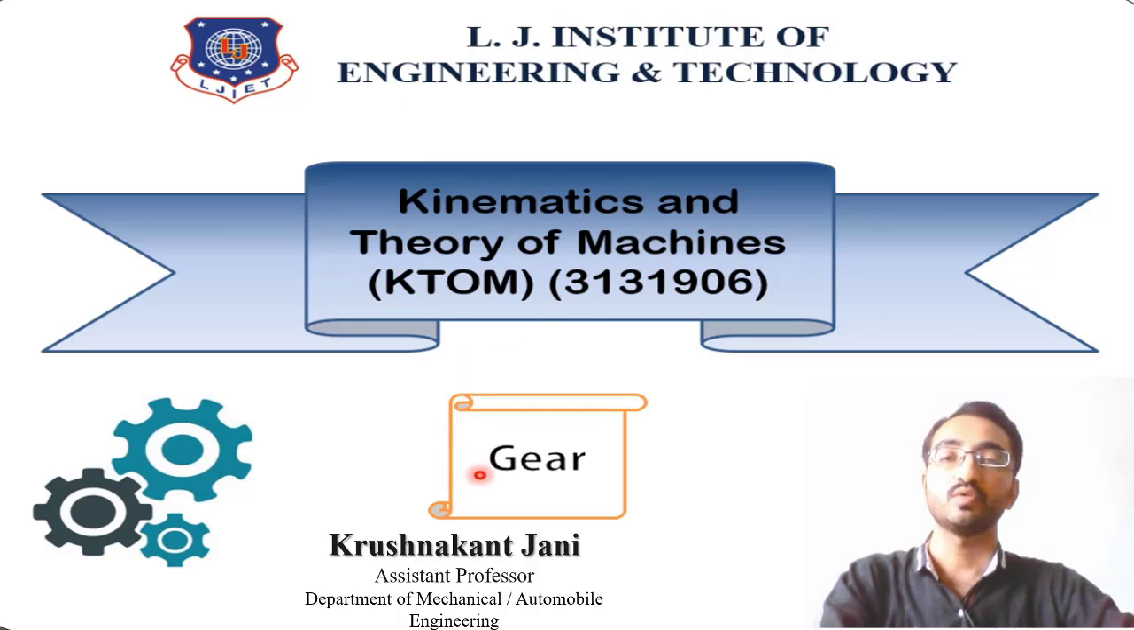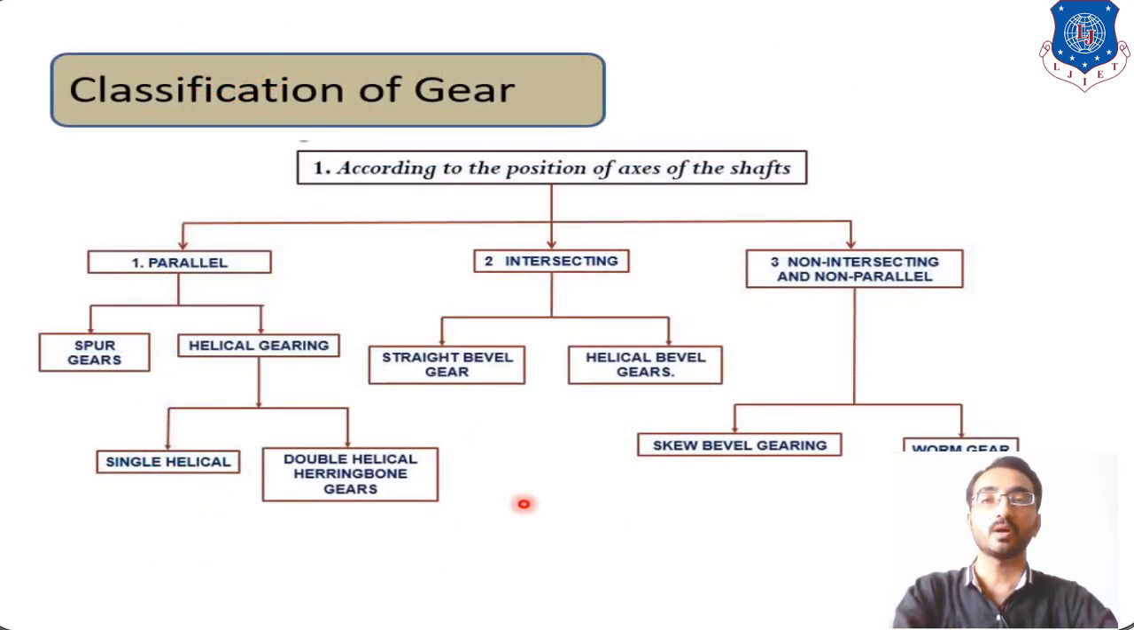In this session, we will learn about gear. In the previous session, we learned about the classification of gear according to its first type, that is, according to the position of the axis of shaft, where it is parallel, intersecting, and non-intersecting and non-parallel shaft.